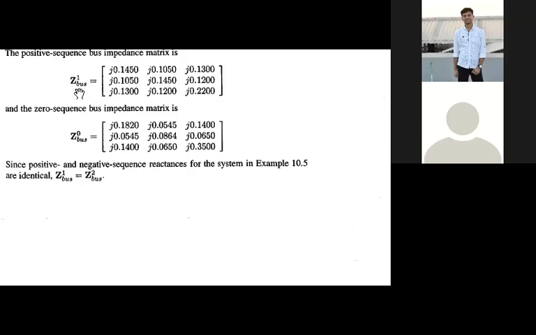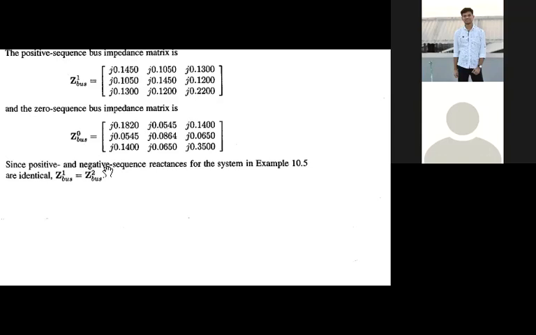Another thing you have to be careful about is that Z bus 1 and Z bus 0 are different, but Z bus 2 is the same as Z bus 1. So we can make the equivalent of Z bus 1 to Z bus 2. But Z bus 0 will be different.